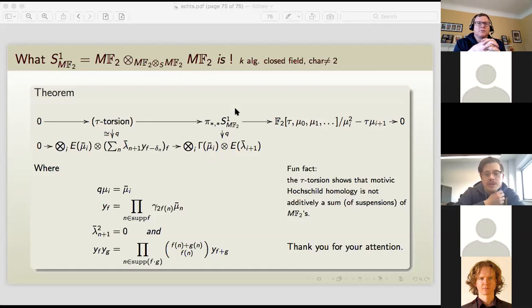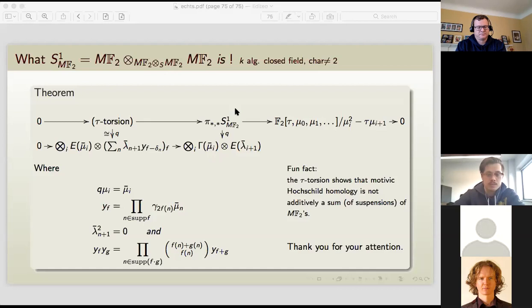Other base fields, do you have explicit calculations over, like, the reals and finite fields? I guess the honest answer to that is no. We do have toy calculations, but they're not quality checked. So the honest answer is no, but yes, you can definitely do things there.